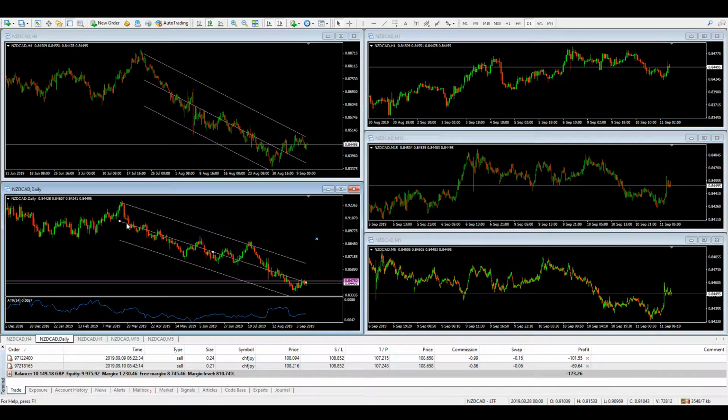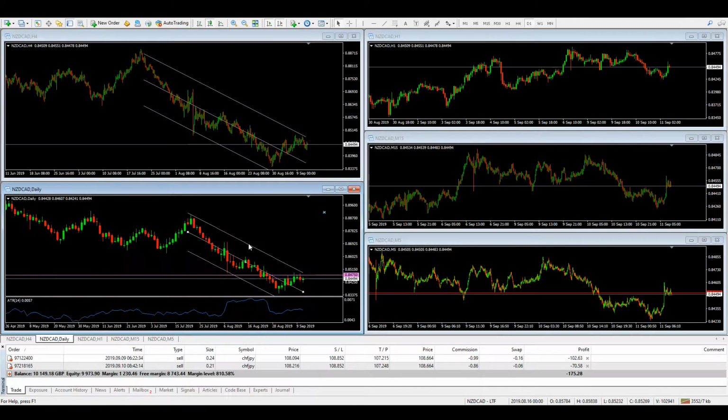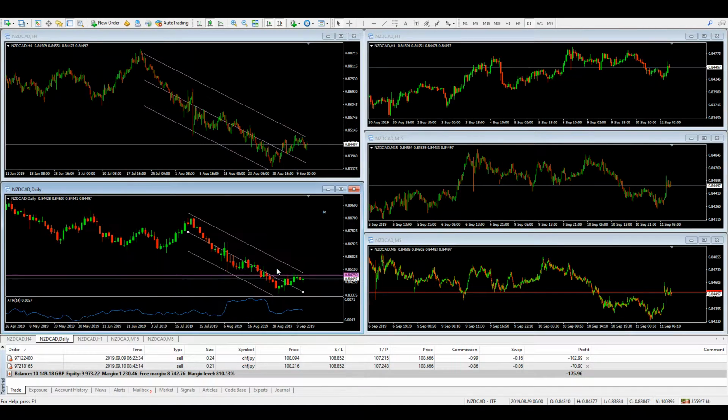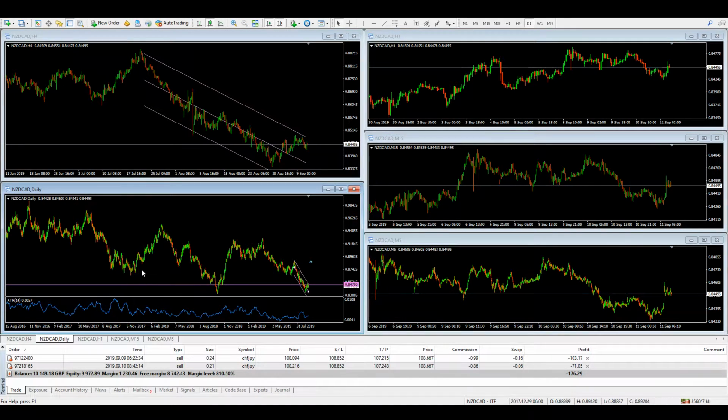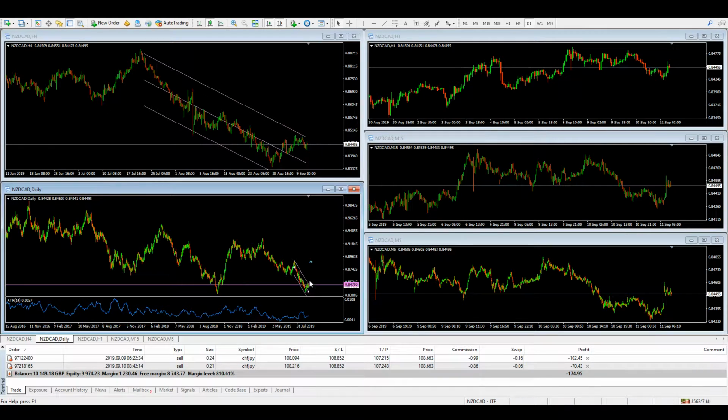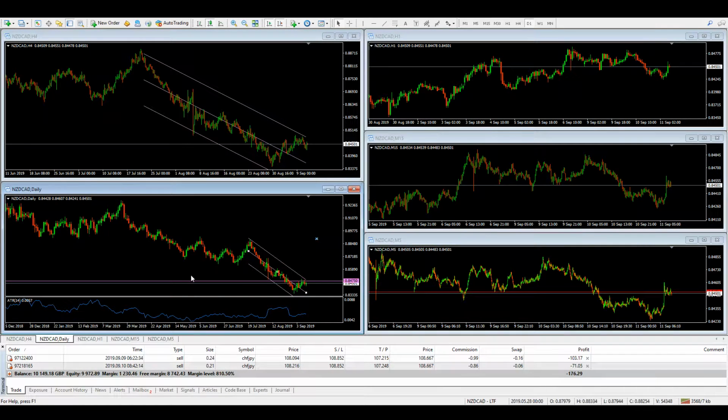So what's good about the NZDCAD is this recent move here is quite overbought. We've seen reversals off of this previous kind of resistance level as well. So it interacted with our standard deviation, it's moved away, it's found resistance. There's some zonal kind of support and resistance as well around that level, giving some indication the price could move lower.